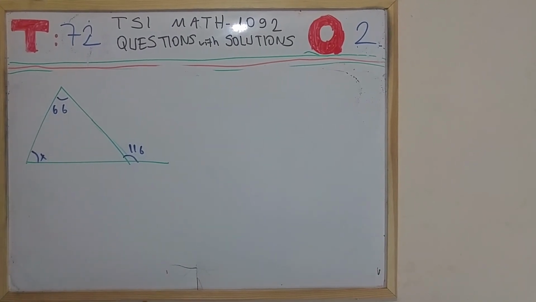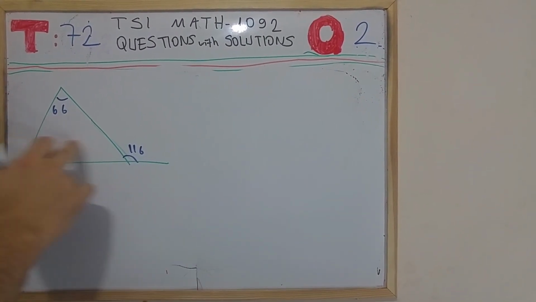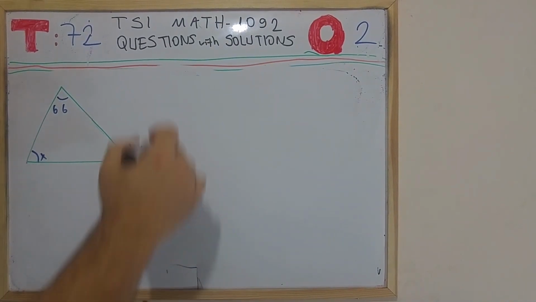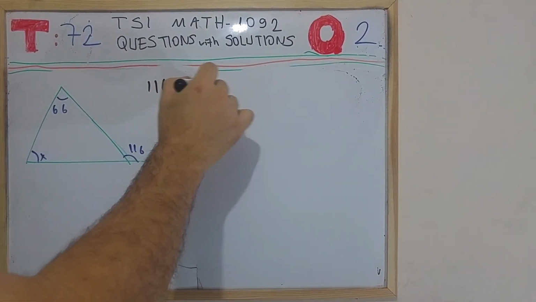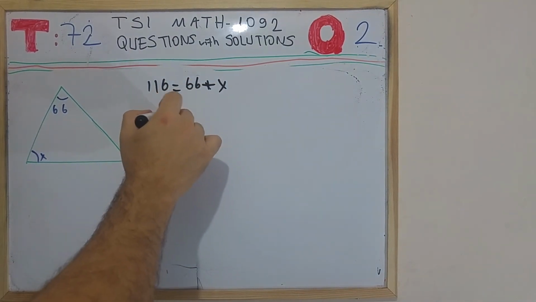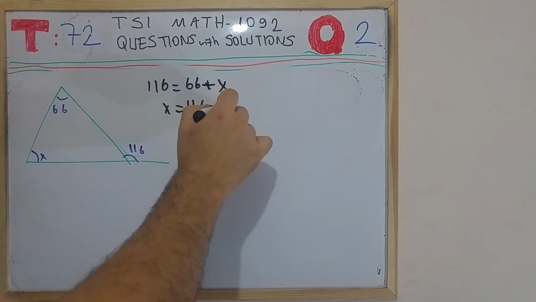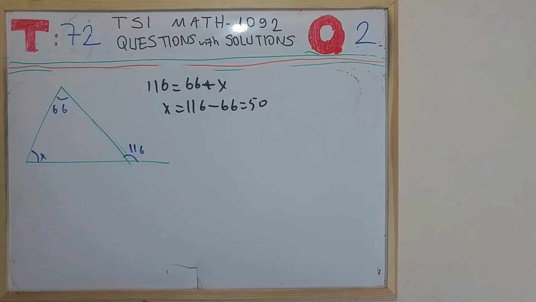An external angle is equal to the sum of the other two internal angles in a triangle. That's why 116 is equal to 66 plus x, and then x is equal to 116 minus 66, which is equal to 50 degrees.